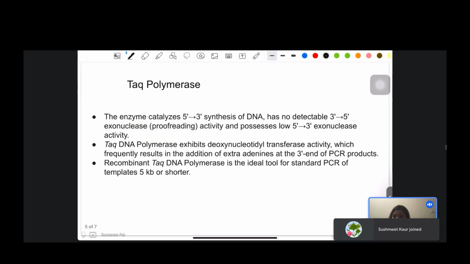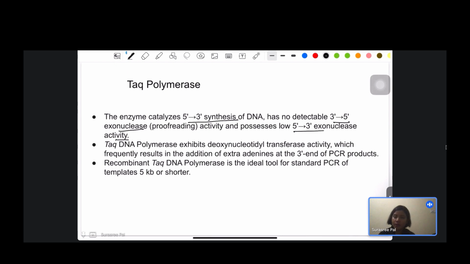Now this enzyme also catalyzes 5' to 3' synthesis of DNA, and it has no detectable 3' to 5' exonuclease or proofreading activity, and it possesses a low amount of 5' to 3' exonuclease activity. So this is the naturally available Taq polymerase, but Taq polymerase has now been designed in the labs for higher fidelity, for higher processivity, right?